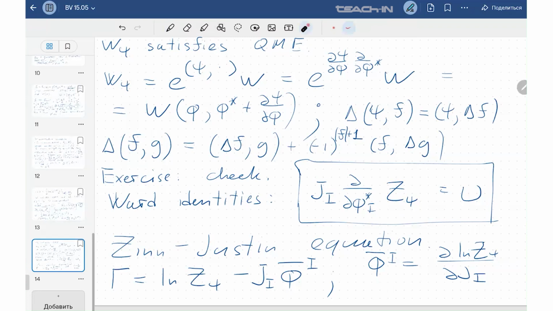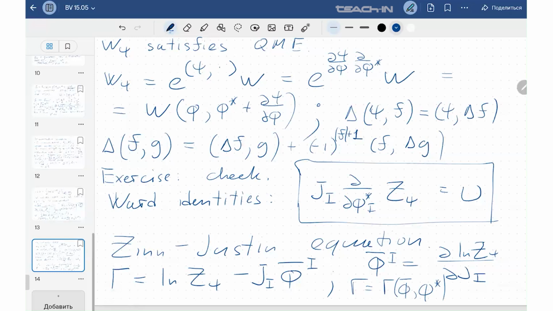Then we express gamma as a function, strictly speaking a functional, gamma of phi bar and phi star. So phi star dependence, we did nothing with it. It is just like a parameter. But for J dependence, we made a Legendre transform, and now it's a function of phi bar rather than J.